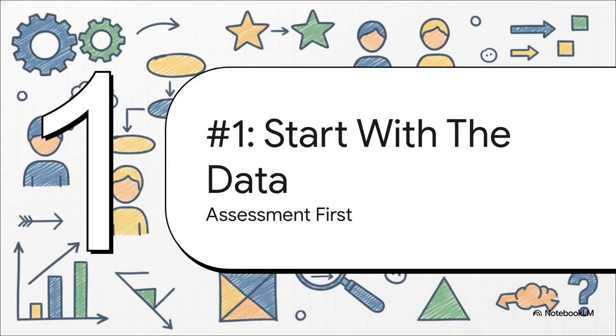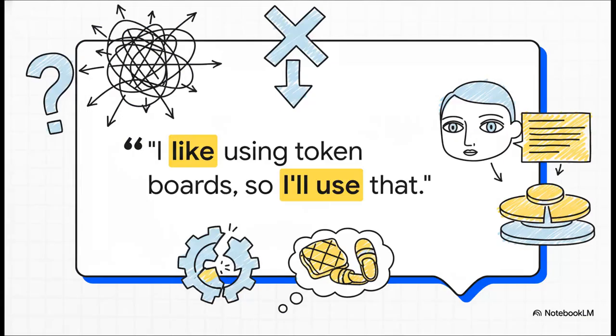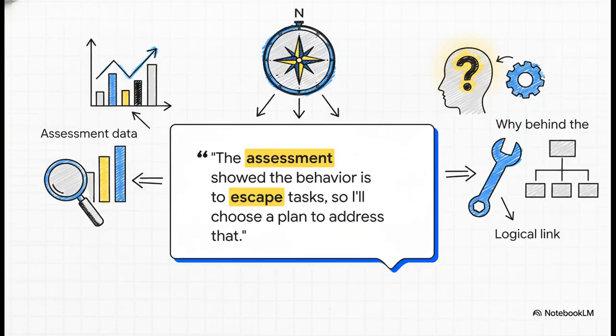All right, first things first, it all starts with the data. Every single effective plan is built on a really solid assessment. Why? Well, because the data doesn't just tell you what the problem is, it reveals the crucial why behind the behavior. This right here, this is the exact mindset we need to avoid. Choosing an intervention just based on habit or personal preference isn't just a mistake, it completely ignores the unique needs of the person you're trying to help.